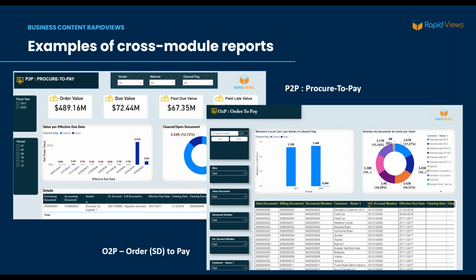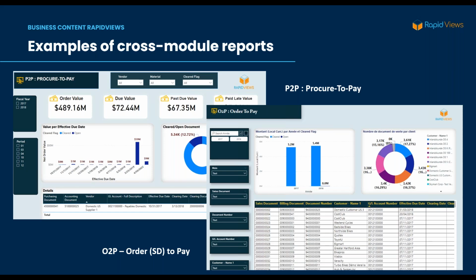So the first one, procure to pay. This is a mix of material management data and especially the procurement process to the payment in the FI module. And for the second one, this is the same concept coming from SD. So the order coming from SD to the payment in FI. So this is typically the kind of reports that we implement on our customers' environment for the cross module part.